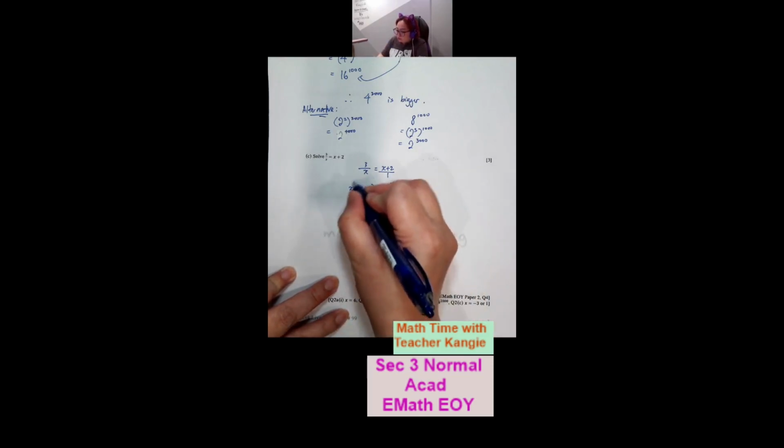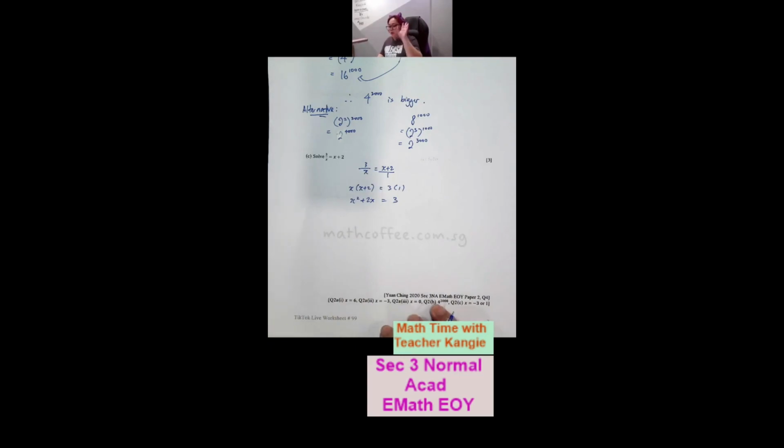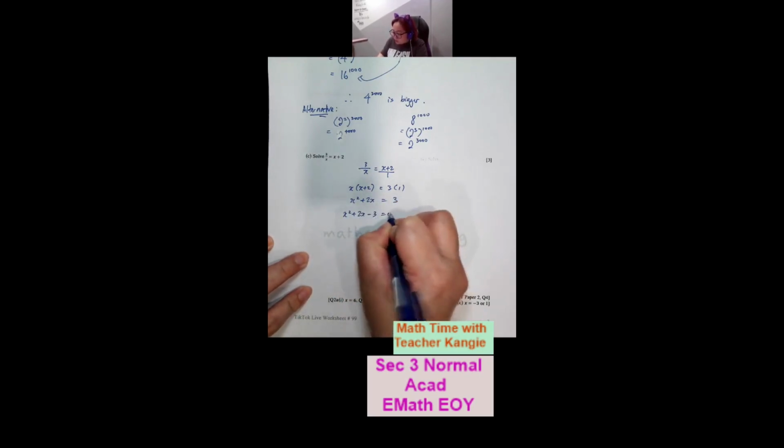Okay, so now do an expansion. This rainbow with this one is x squared. This rainbow with this one is 2x, equals to 3. Then you see, this is a quadratic equation. Whenever it's a quadratic equation, throw everything to the left hand side. So it is x squared plus 2x minus 3 equals to 0.